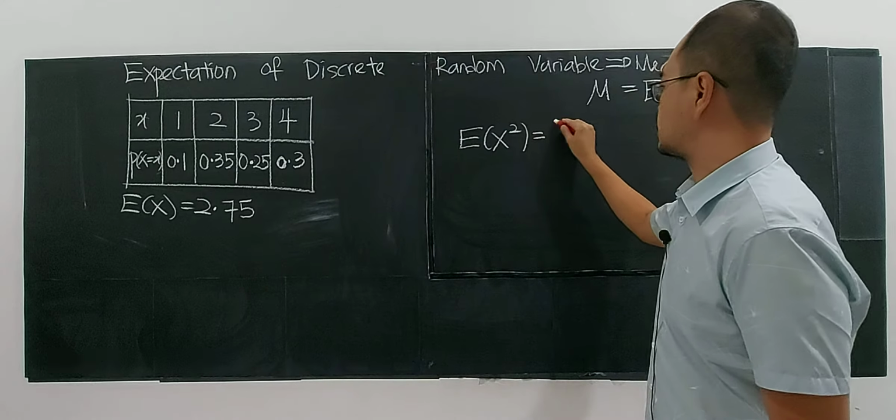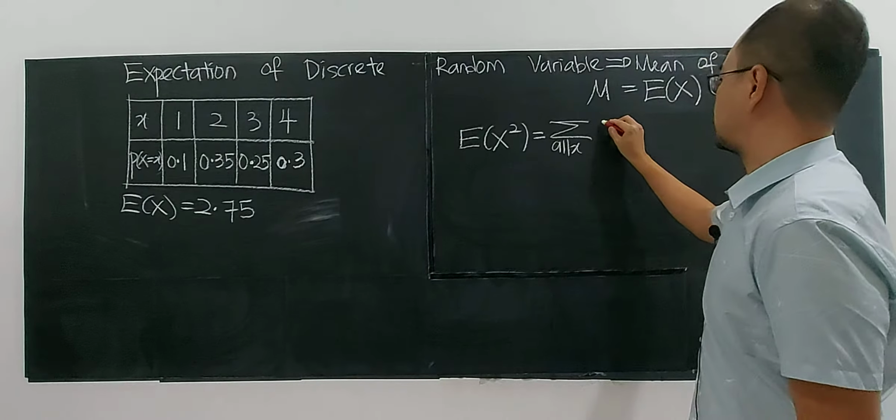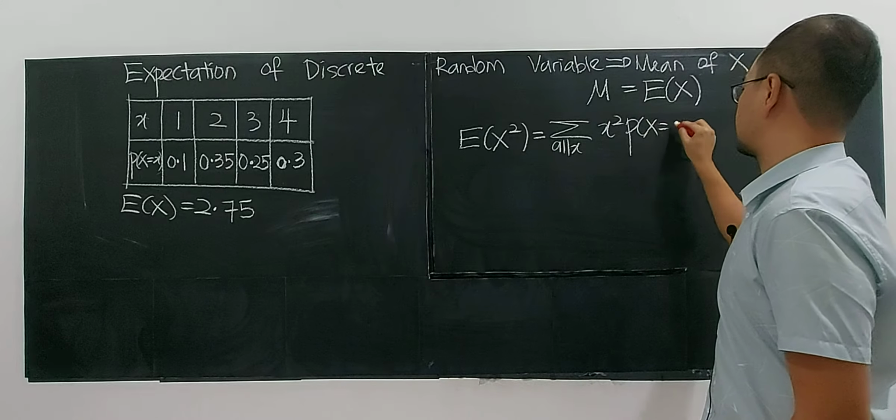So, which is the same as the summation of all x. But just now it's x, now it's x squared. Px equals to x, right?